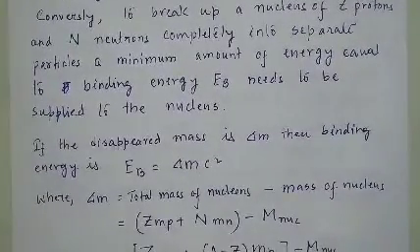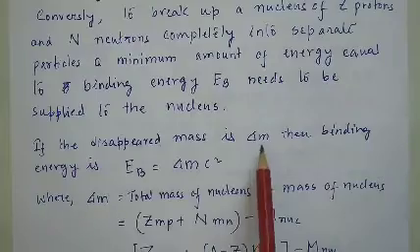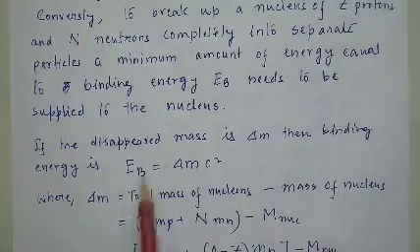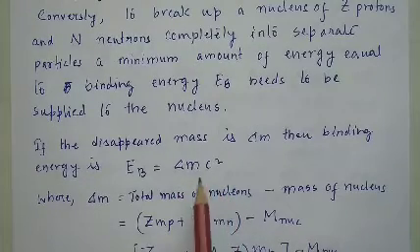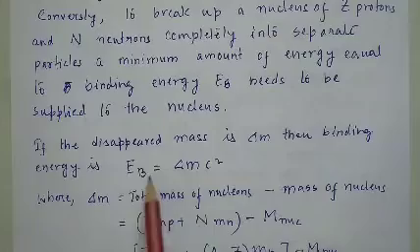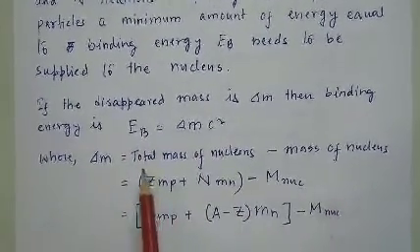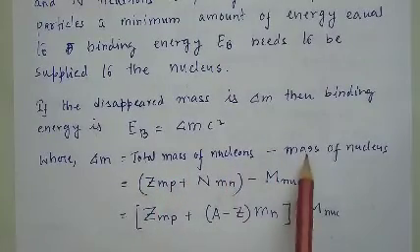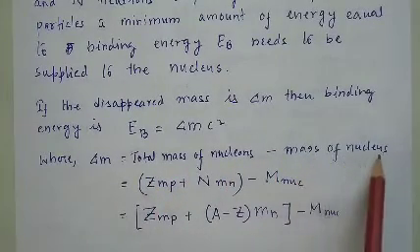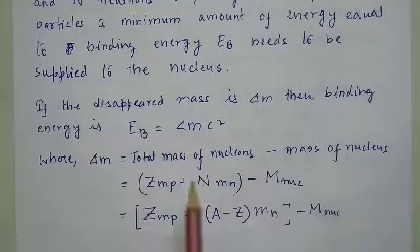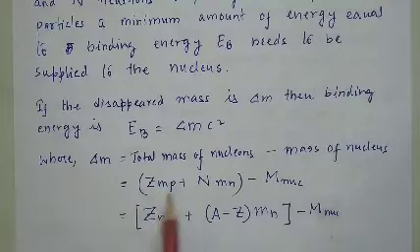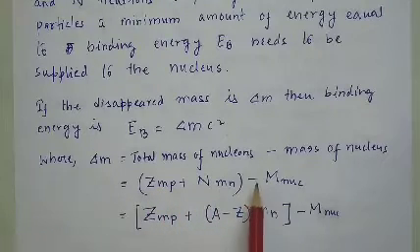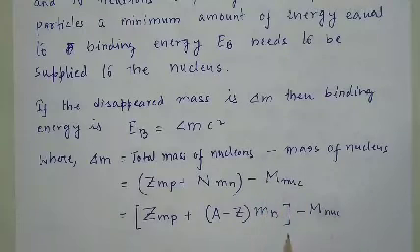If the disappeared amount of mass is delta m, that is the mass defect, then the binding energy will be delta m times c squared. Again you see we are using Einstein's mass-energy equivalence. Binding energy E_B is delta m c squared, where delta m is the total mass of the constituents minus the actual, measured mass of the nucleus after its formation. If there are Z protons and N neutrons, then the total mass is Z m_p plus N m_n, minus the actual mass, which is M of the nucleus.